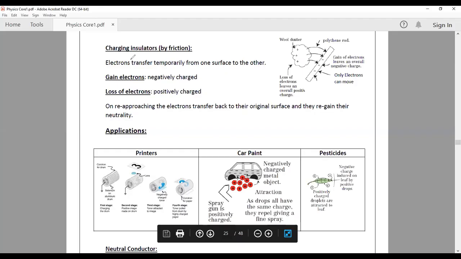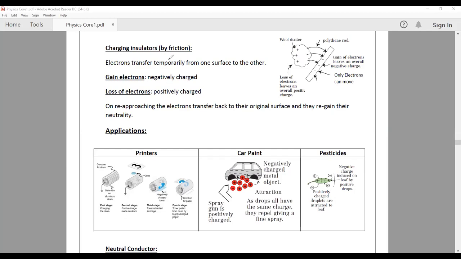Okay, so now we'll continue to charging insulators by friction. What will happen when you have two insulators and you apply friction between them? Let's see in the next demonstration.